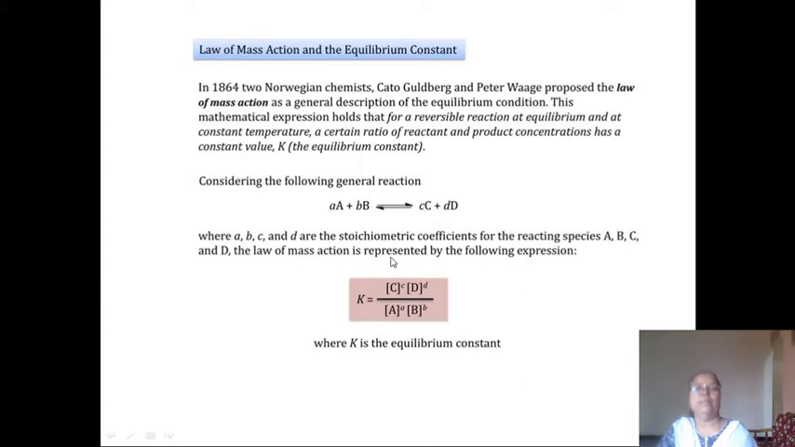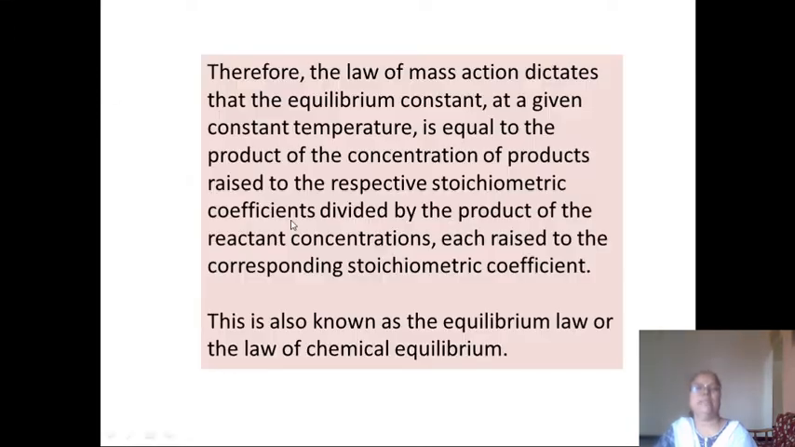Then the law of mass action is represented by the following expression. Here K is equal to the concentration of C raised to c into the concentration of D raised to d, upon the concentration of A raised to small a into the concentration of B raised to small b, where K is called the equilibrium constant, or it is also represented as Kc. This is also called the equilibrium law or law of mass action.